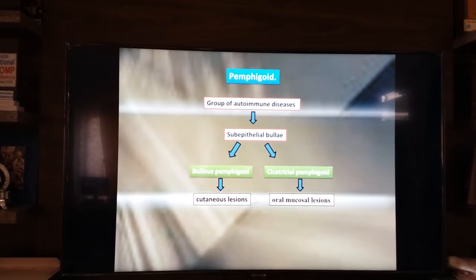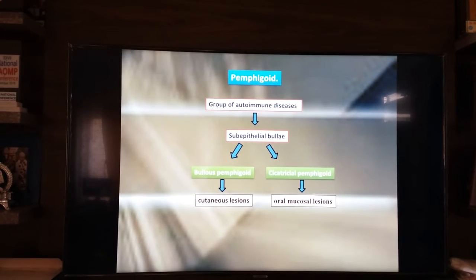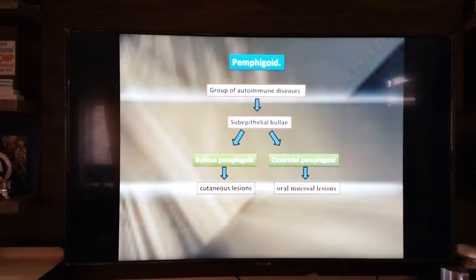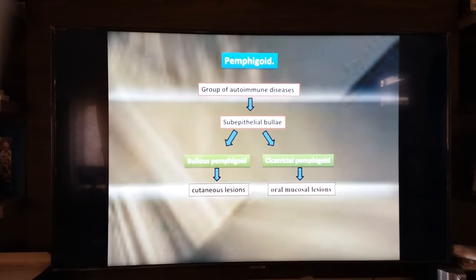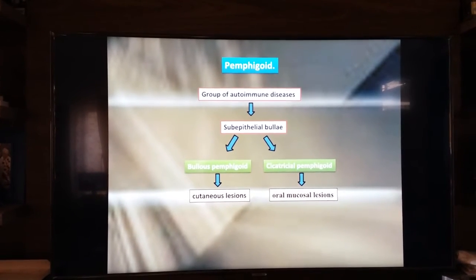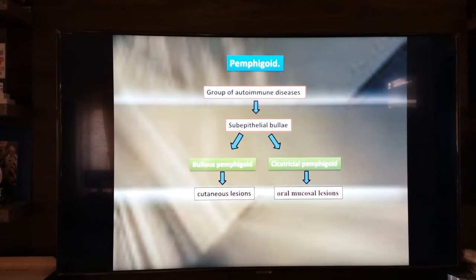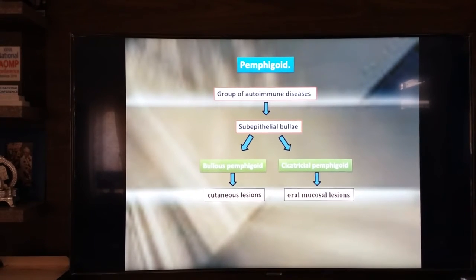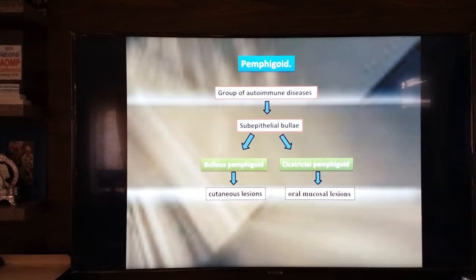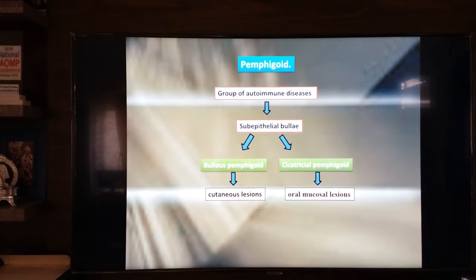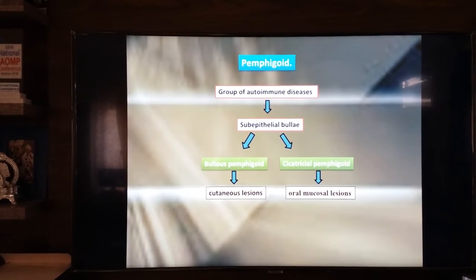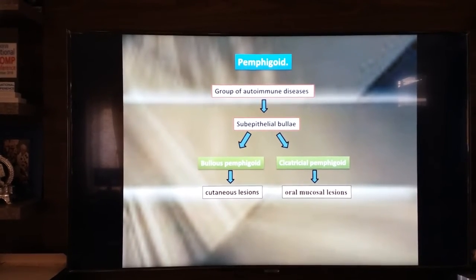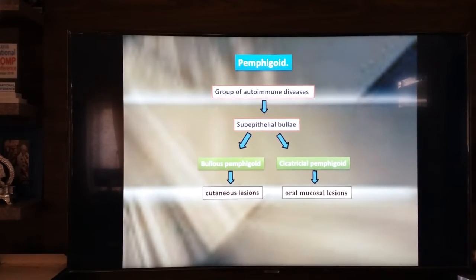Now, pemphigoid is a group of autoimmune diseases which can be characterized by a split between the epithelium and the connective tissue, or the lamina propria. This split is a result of an antigen-antibody reaction that can take place between the epithelium and the connective tissue. If it is occurring in the skin, we call that cutaneous lesions associated with bullous pemphigoid. If it is occurring in the oral cavity, you will call that cicatricial pemphigoid.